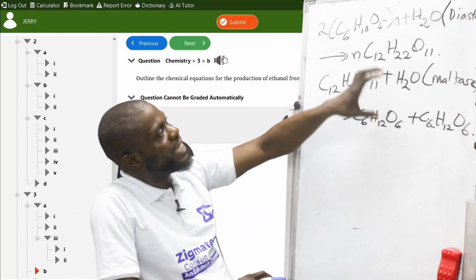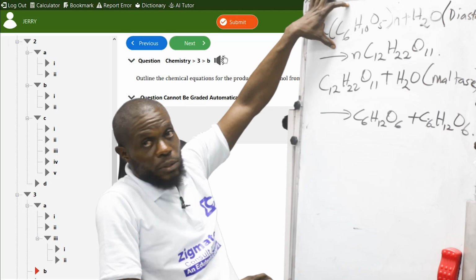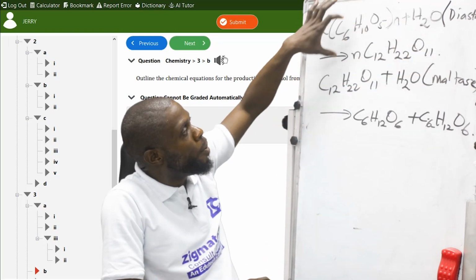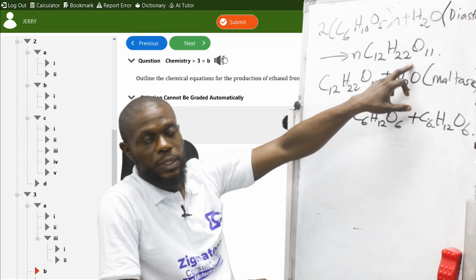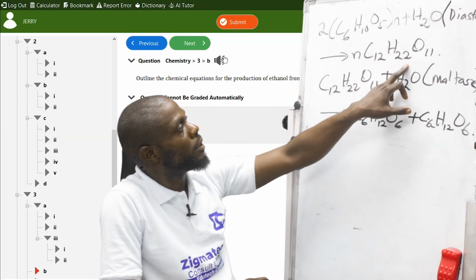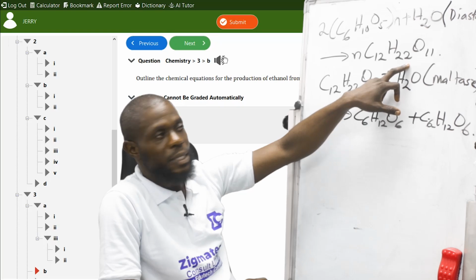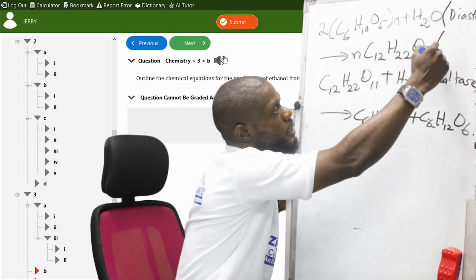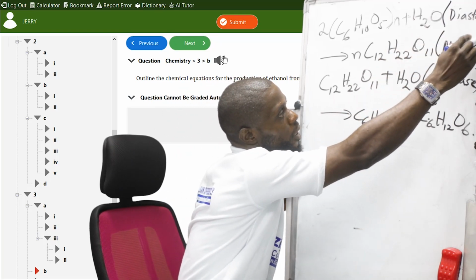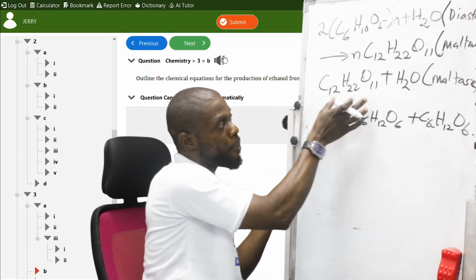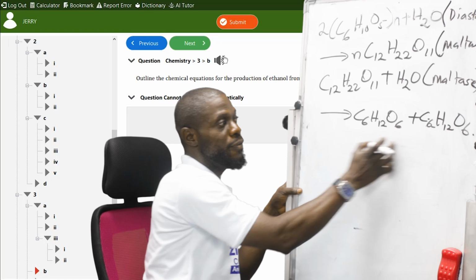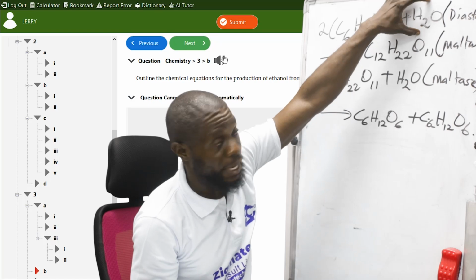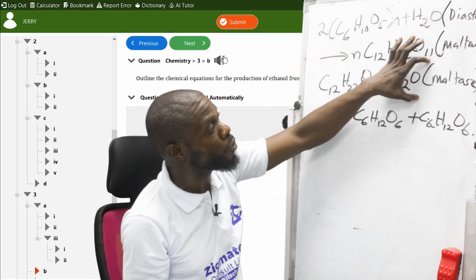So looking at this equation, you see that the diastase passes through the process of hydrolysis using water to break down to give you, now, it breaks down to what? Maltase. This gives you maltase. Now, the maltase is broken again by water, and it gives you what? Glucose.